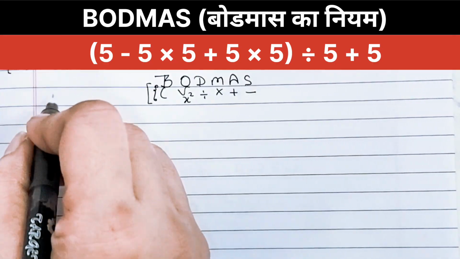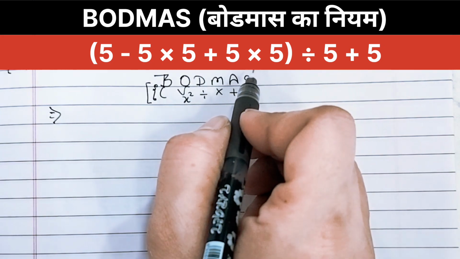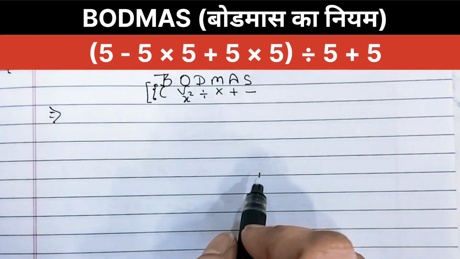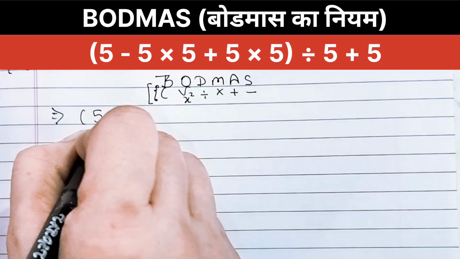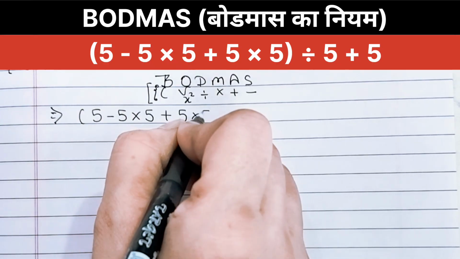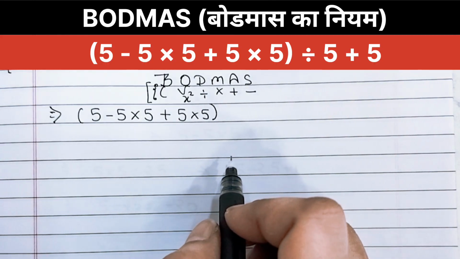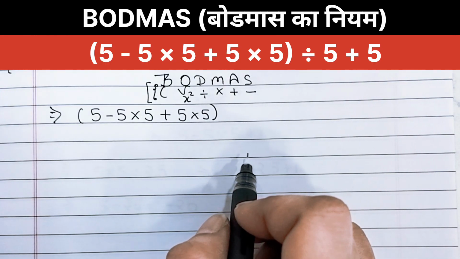Now, first step: we solve the inside brackets first. So this is the bracket, and we must simplify the entire expression inside the parentheses. So there is 5 minus 5 multiplied by 5 plus 5 multiplied by 5. Before doing anything else within this bracket, we follow the BODMAS rule again.